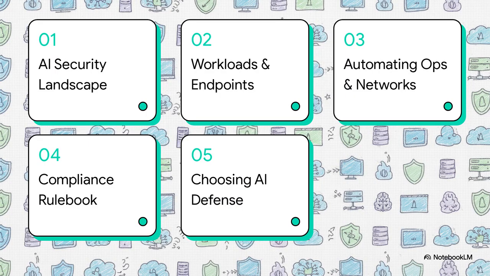Here is our roadmap for today. We'll start with the AI security landscape, move into protecting workloads and endpoints, cover automating ops and networks, look at the global compliance rulebook, and finish up by helping you choose your AI defense.